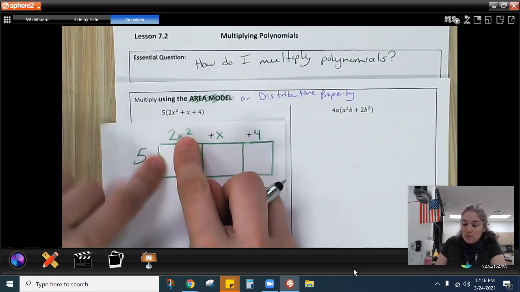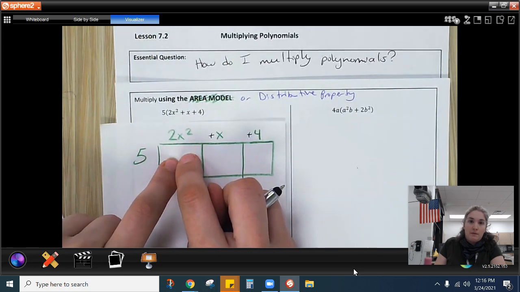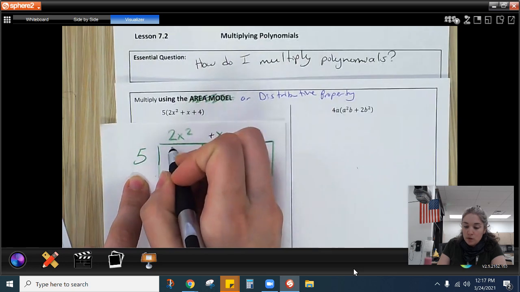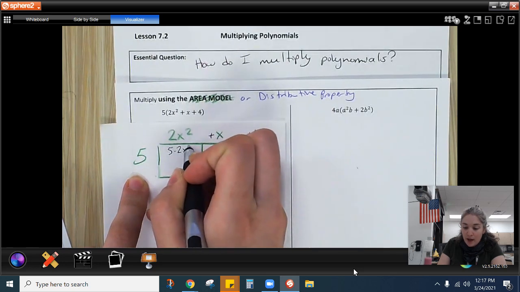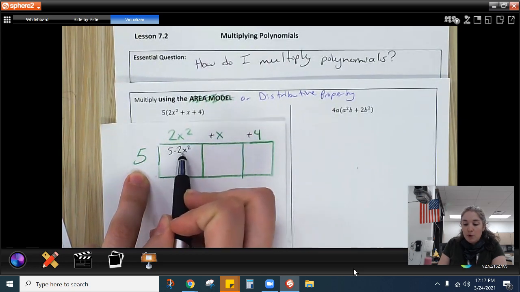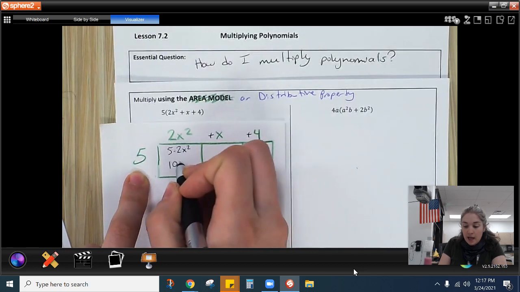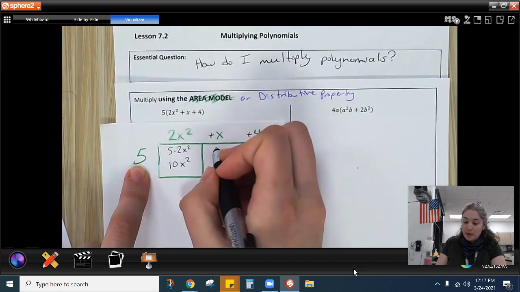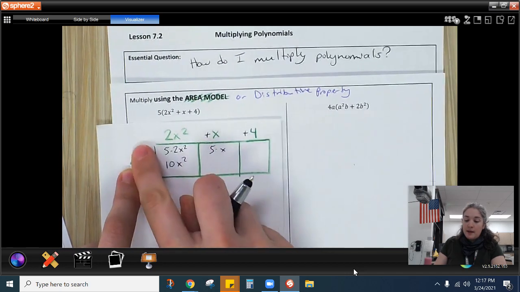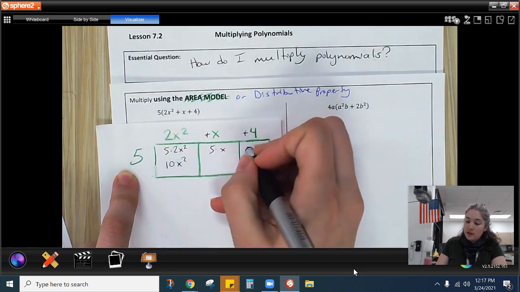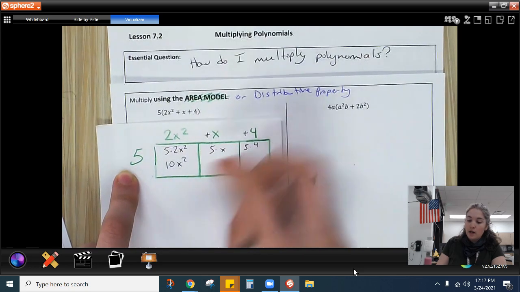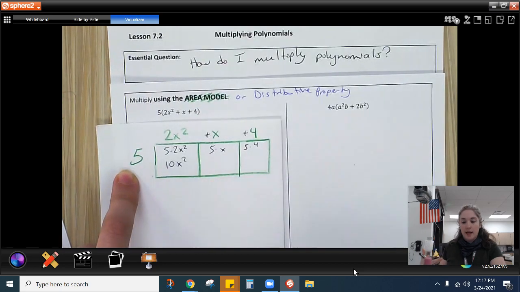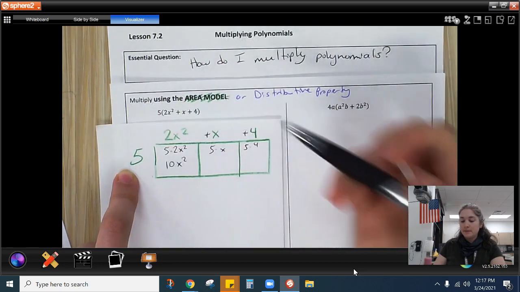So now inside this box, I am going to multiply, right? To find the area of something, we have to multiply the length by the width. So I'm going to multiply 5 times 2x squared. Well, I can multiply my 5 times 2, so it's going to be 10x squared, right? I'm just multiplying those terms. So for the next one, I'm going to have 5 times x. My length is 5, my width is x. And then for the last one, I'm going to have 5 times 4. My length is 5, my width is 4. So each of these boxes has its own area. That's why it's called the area model.